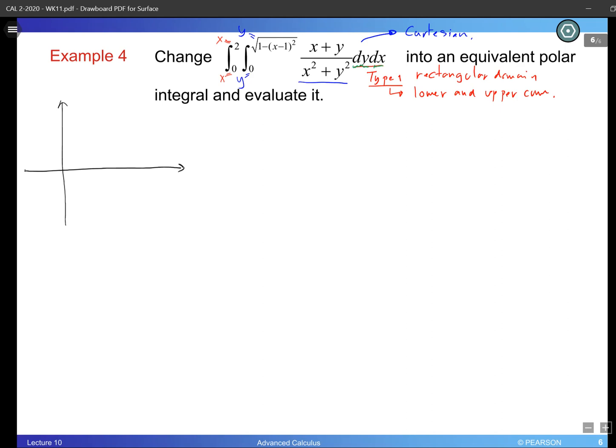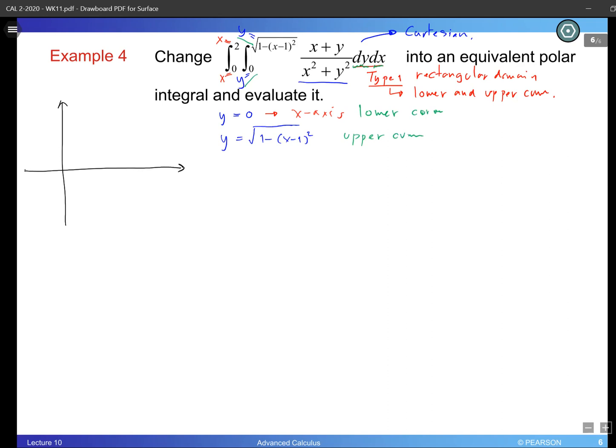So let's take a look at the information that we have. We have y equal to 0. That is the x-axis, no surprise there. Make a note here that this is the x-axis. And the next one is y equal to the square root of 1 minus (x minus 1) squared. Also make a note that the x-axis is supposed to be the lower curve, right? Because in type 1 we always start sweeping from the lower curve to the upper curve. So this second one is the upper curve.